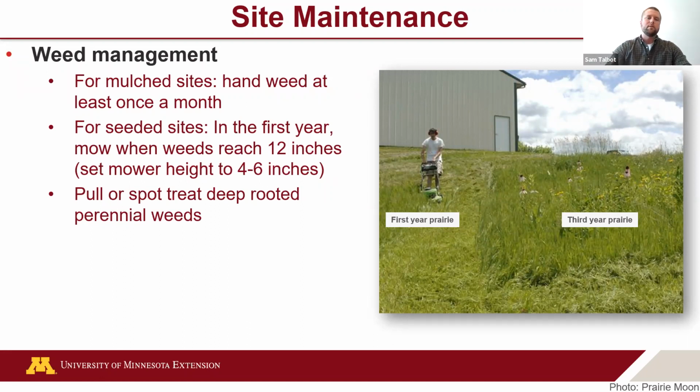And then pull or spot treat deep rooted perennial weeds. You just want to make sure to be cautious of overspray if you're using herbicide to treat those perennials. And if you're pulling weeds and you have delicate first or second year seedlings, just be aware that those aren't coming up with your perennial weeds.